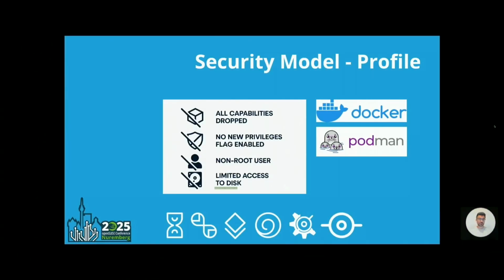In terms of the security model, the window managers or the profiles would be running with all capabilities dropped, the no new privileges flag enabled, as a non-root user with limited access to disk. As I showed before, the disk access is mounted based on the configuration that you set in your Qubesome config. The runners are pretty much Docker and Podman.